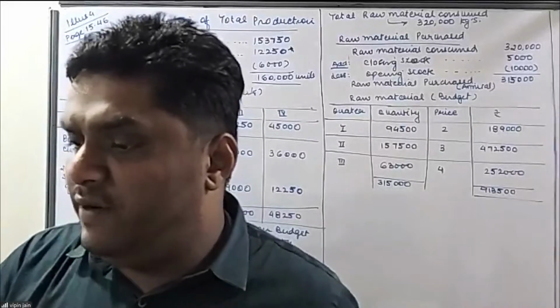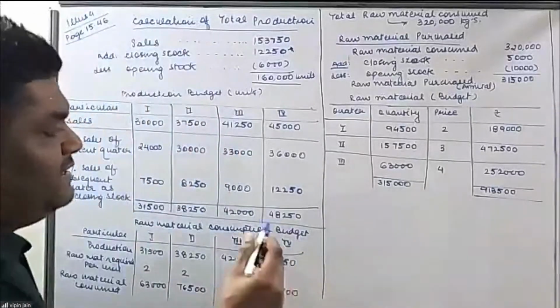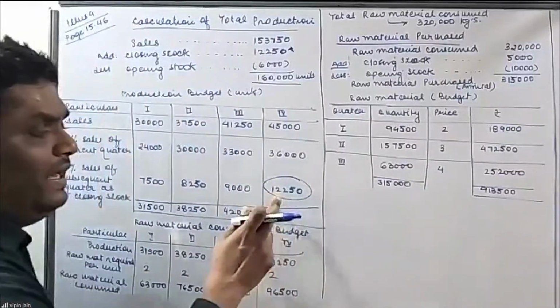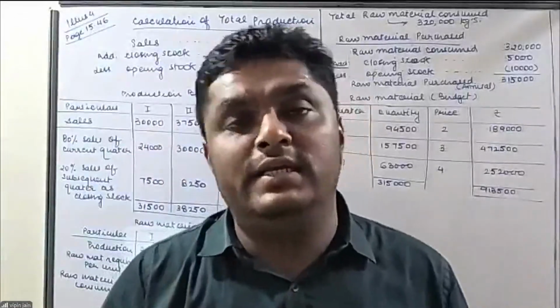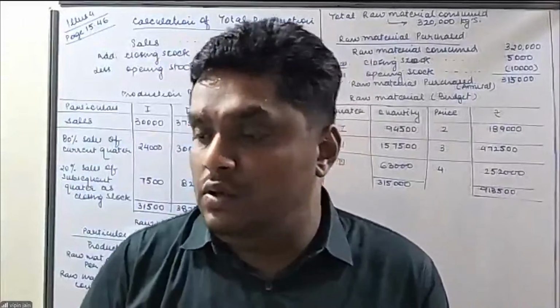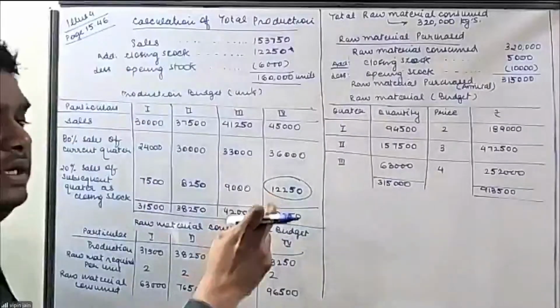Akrima Ansari, why 12,250 has taken? See, this is the closing stock of the year end. Akrima, this is the closing stock of the year end, or we can say it is the closing stock of the last quarter also. That's why I have taken 12,250.